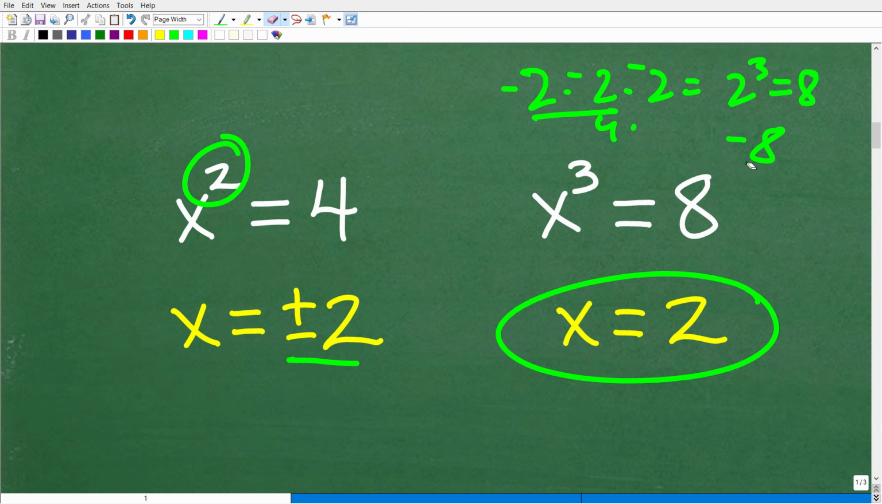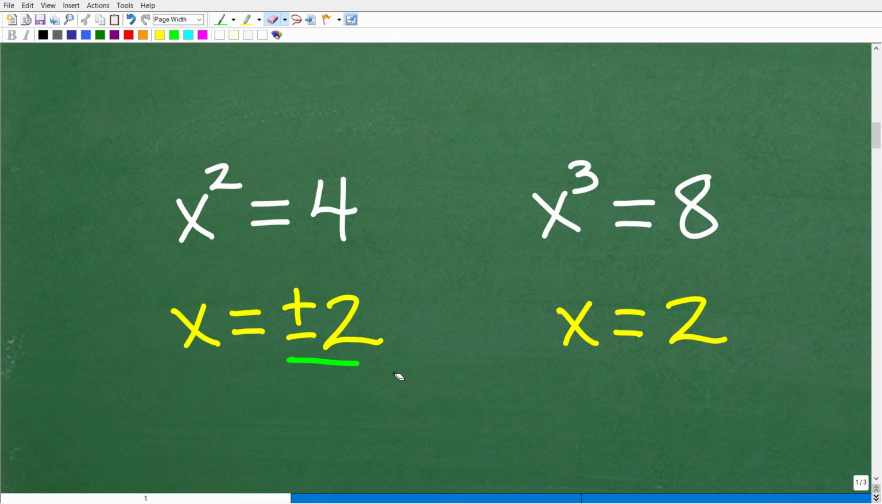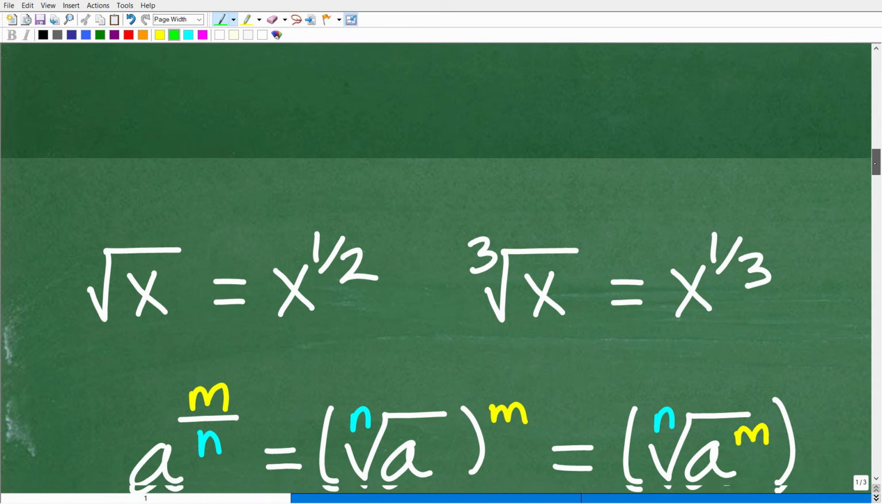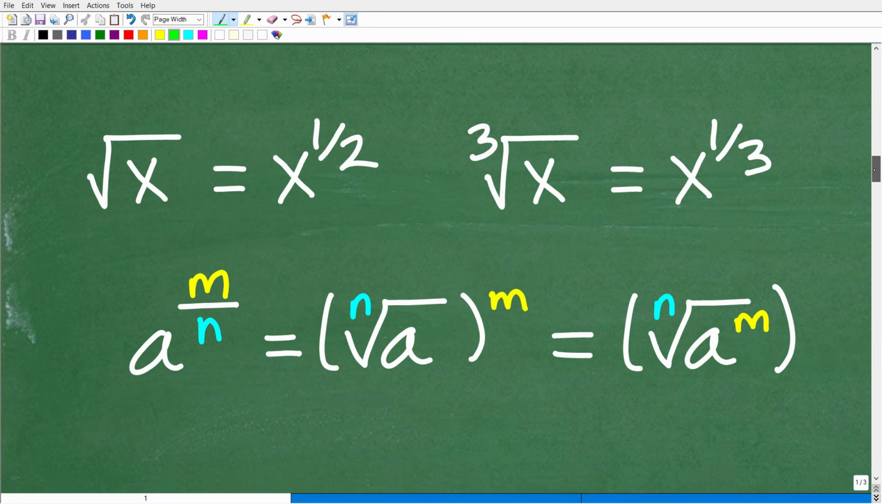So the whole point here is that we have to pay attention when we are solving equations. We have to take note of whether the exponent is an even or odd number. And this is going to have an impact on what we're going to be doing here in a second, right? So pay attention to this because this is not a small, little trivial detail. All right, now let's go ahead and get into some definitions about working with rational exponents.